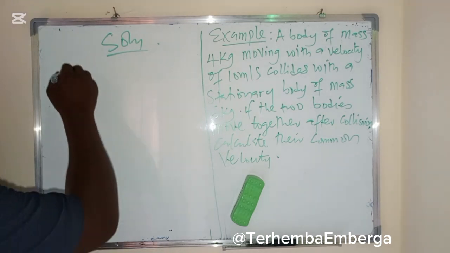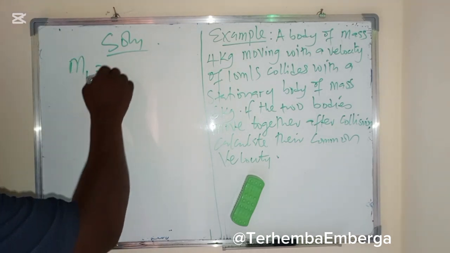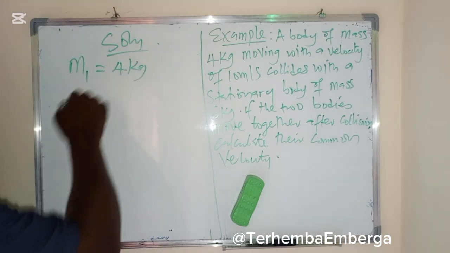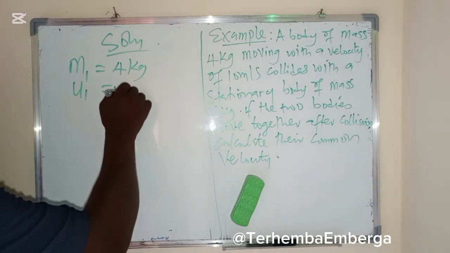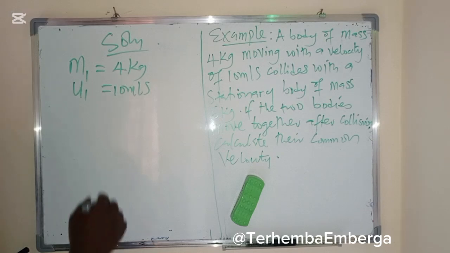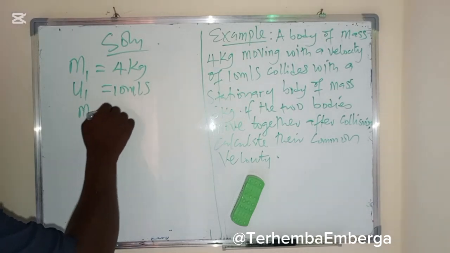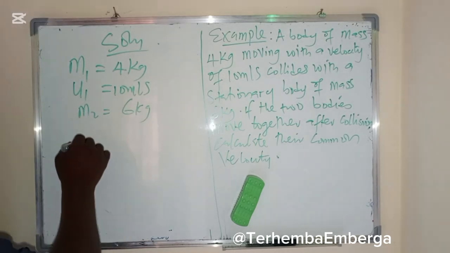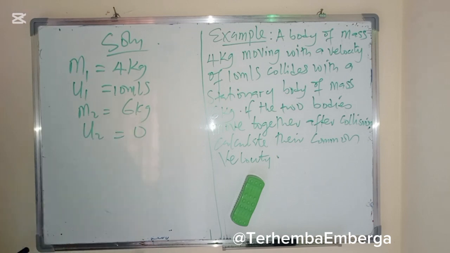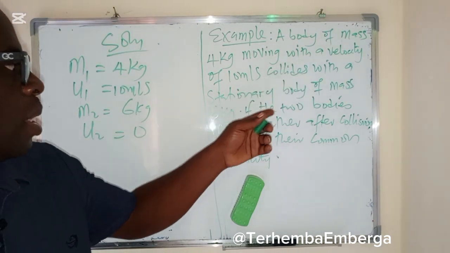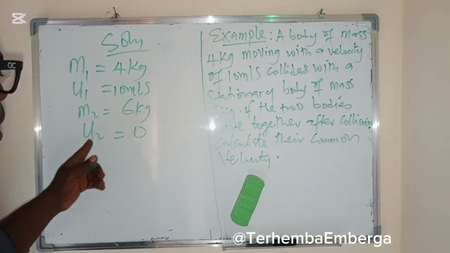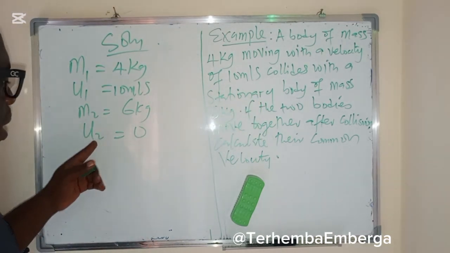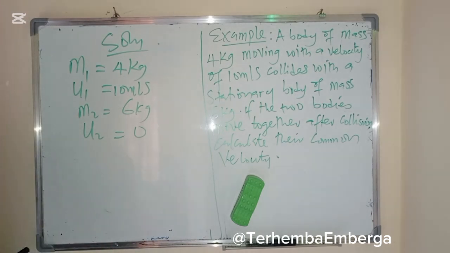M1 is 4 kg, U1 is given as 10 meters per second, M2 is given as 6 kg, and of course U2 is 0 because it collides with a stationary body. So the body is at rest, so its initial velocity will be 0.